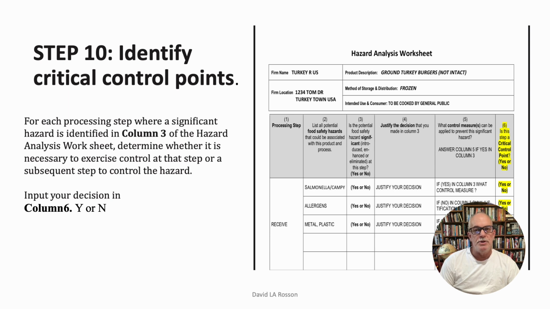So for every hazard you said yes in column 3, you should have a response in column 5, what you're going to do for that hazard. Now you need to determine what step is the best step to perform that activity. And that's going to be the step where you say yes, it's a critical control point. So you need to work through that. We're working on step 10. What steps or step is your critical control point? The best step to control the hazard, to prevent it, to eliminate it, or sometimes reduce it to an acceptable level. Step 10. Identify your CCPs.